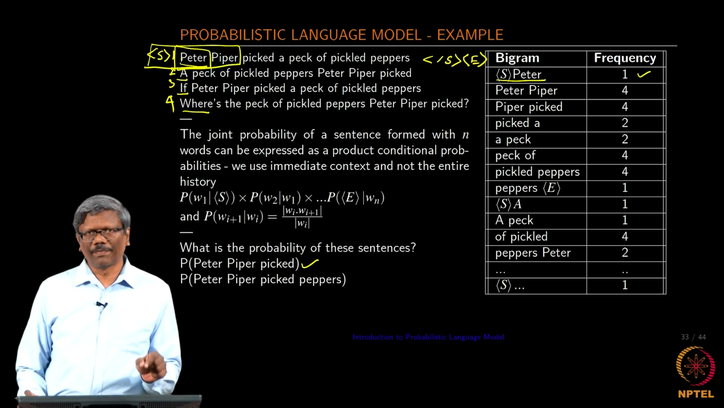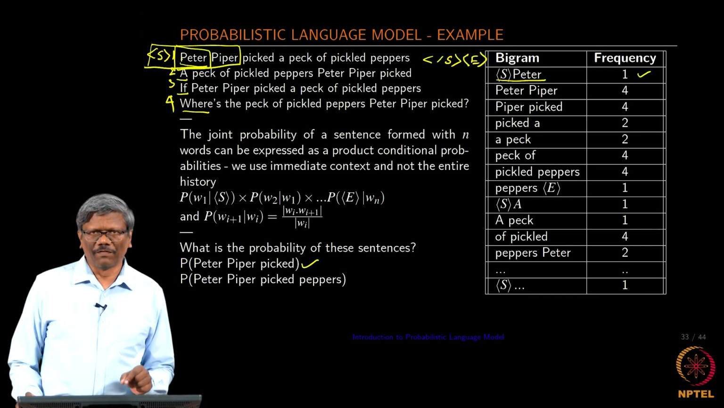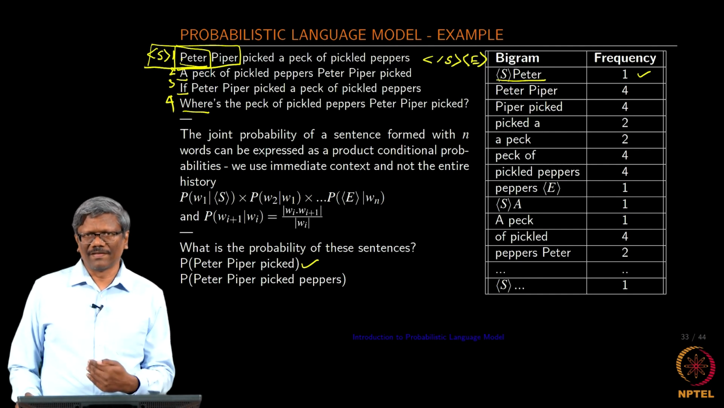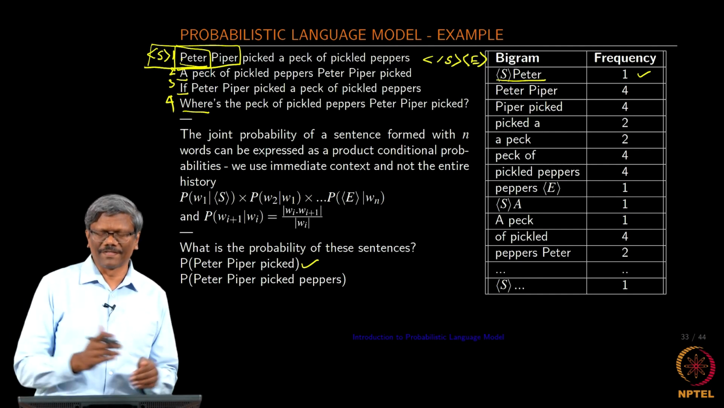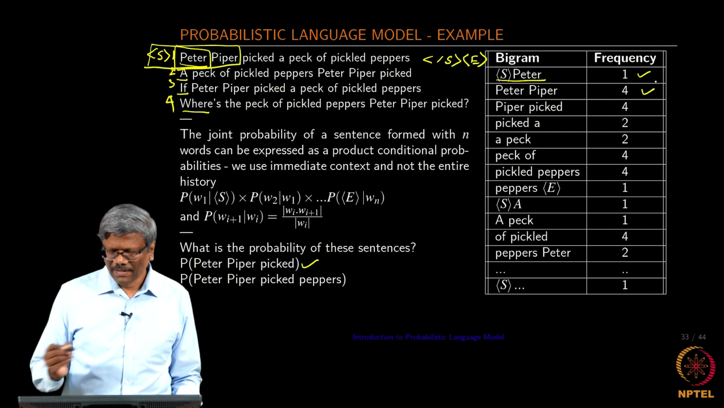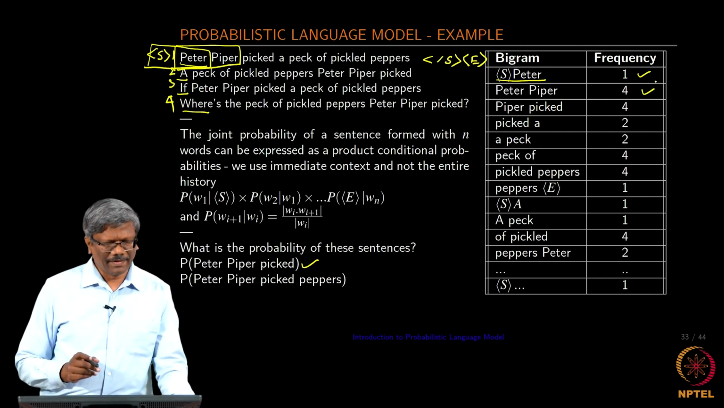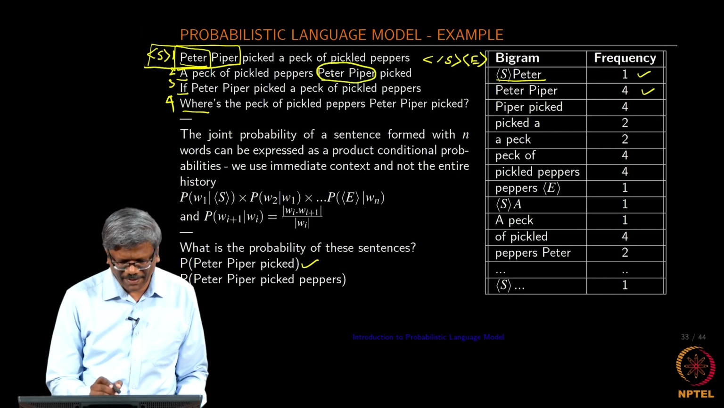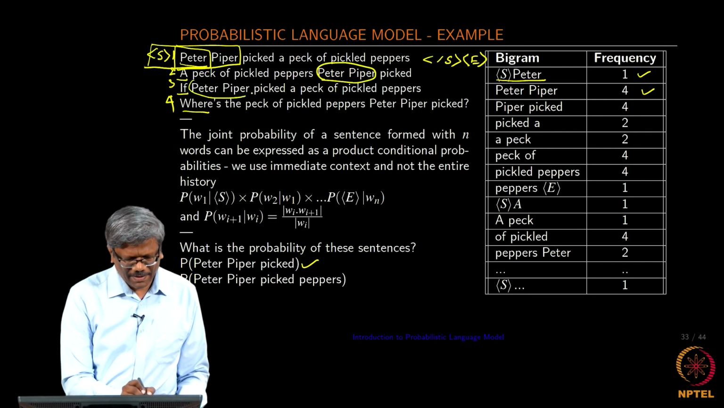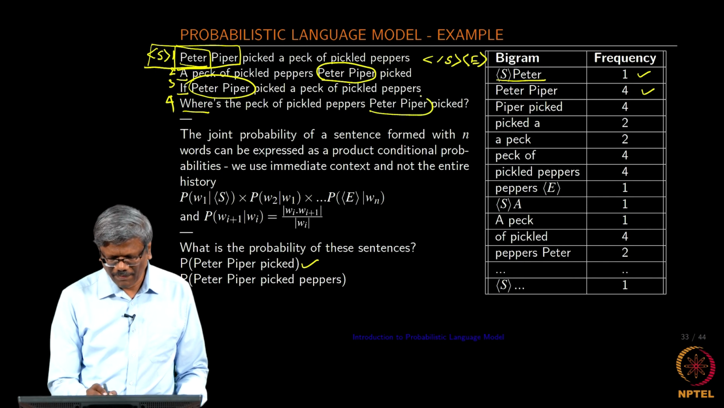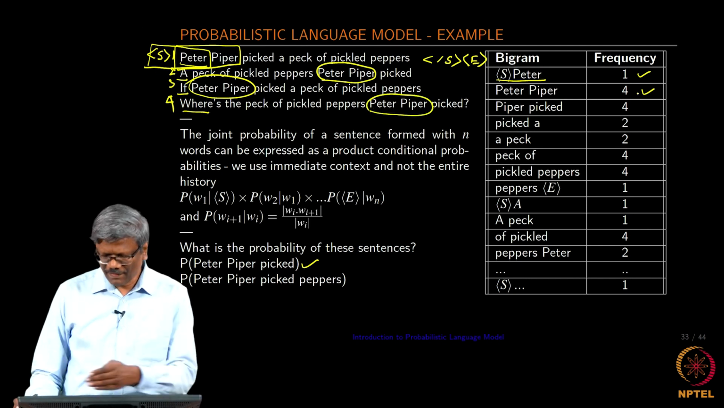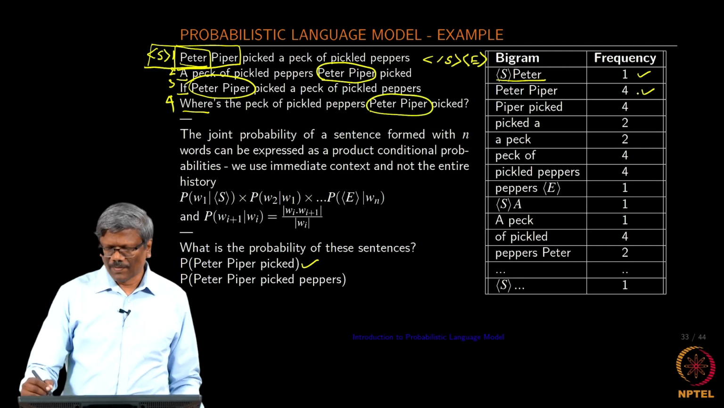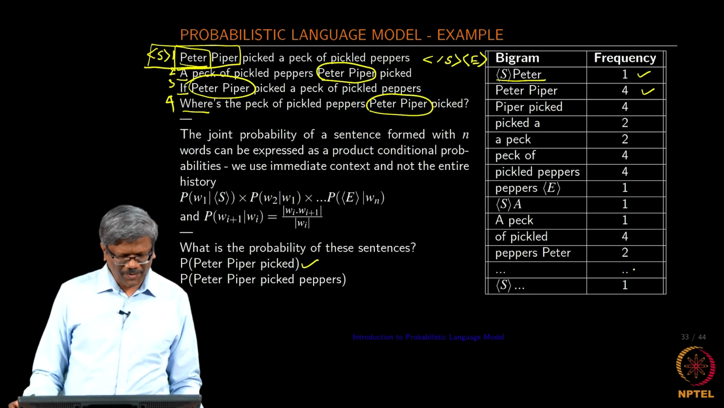So every time we pick a pair of words, we find out whether it has occurred earlier or not. If it occurred, we increase the count. So that is how we have Peter Piper occurring 4 times. You can look at this, right. So this is the second time, third time, and then here we have the 4th time. Okay. So in this fashion, all these frequencies are computed here.